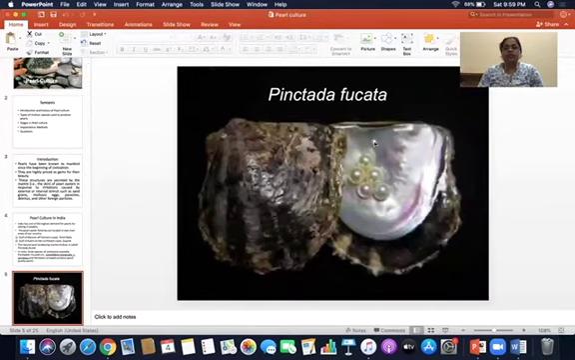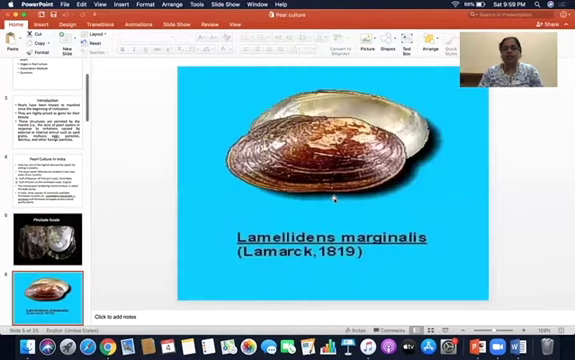This is a picture of the pearl oyster, Pinctada furcata. We can see that it has an irregular margin, but it is known to produce some of the best pearls. And we should also remember that Pinctada furcata is a marine mollusk.